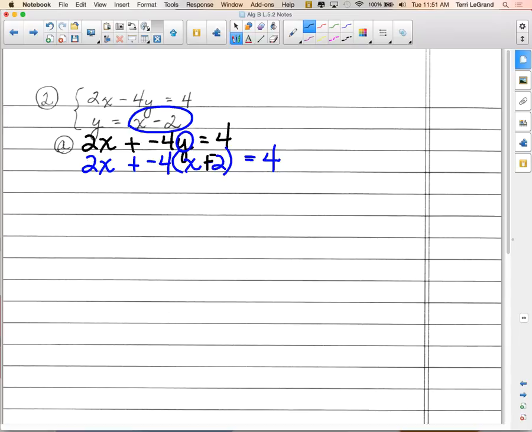2x plus negative 4 times x plus negative 2. That needs to get simplified. So can we do anything with the 2x right now? No, we're going to bring it down. And what are we going to do? We're going to do the distributive property, don't we? So what does negative 4 times that expression, x plus negative 2, become? Negative 4x, first of all, plus what? Negative 4 times negative 2 is? Plus positive 8. Positive 8, and then we bring down our equals 4.